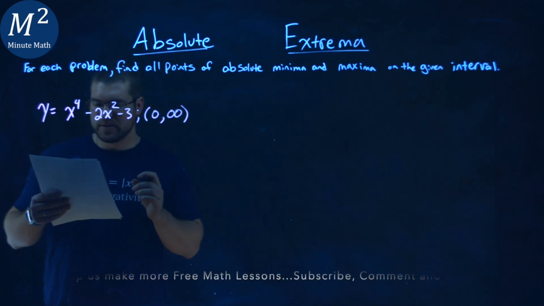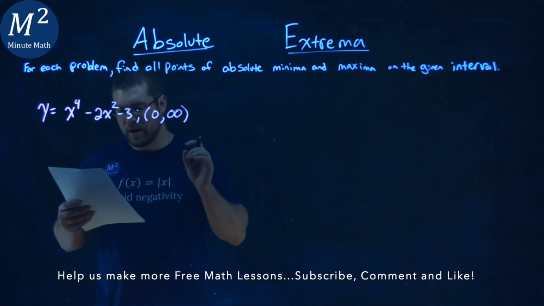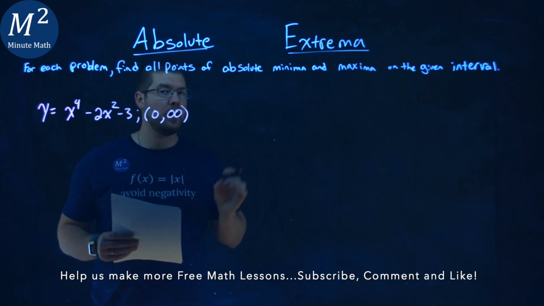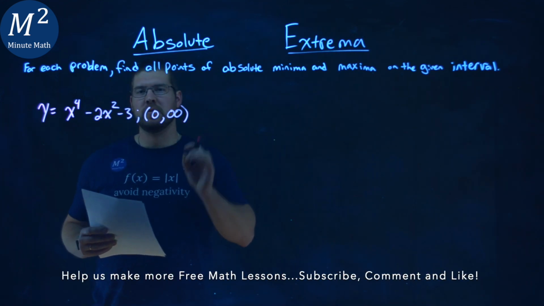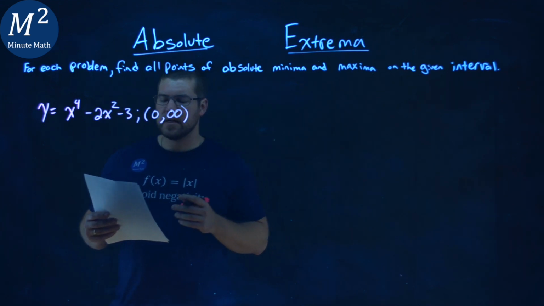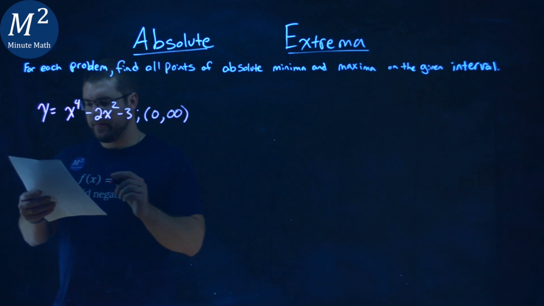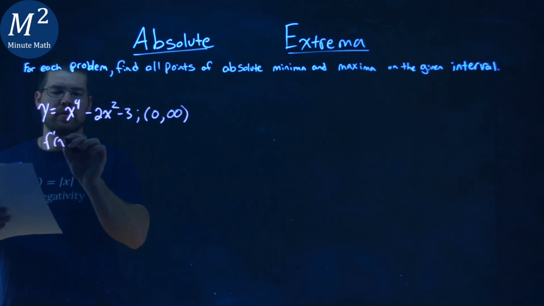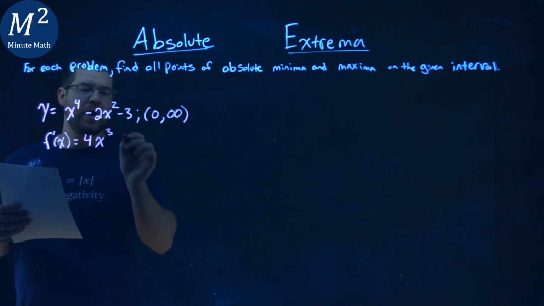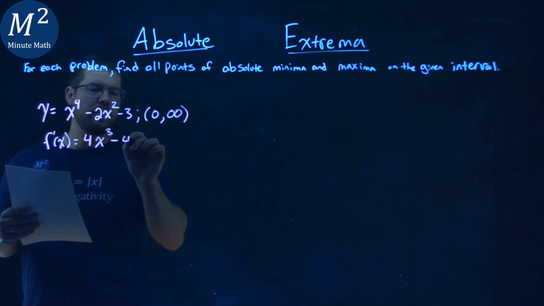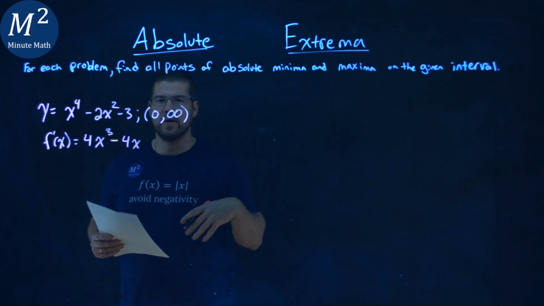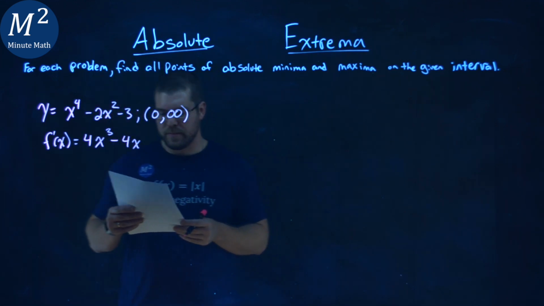We're given this problem right here. y equals x to the 4th power minus 2x squared minus 3, and we want to find all points of absolute minimum and maxima on our given interval from 0 to infinity, and notice the parentheses there. First step, I want to find my derivative. So we find f prime of x here, and we're using our power rule. 4 comes down, x to the 3rd power now, minus 2 times 2 is a 4, x, subtract 1 is 1 power, and the derivative of -3, since it's a constant, is just 0.